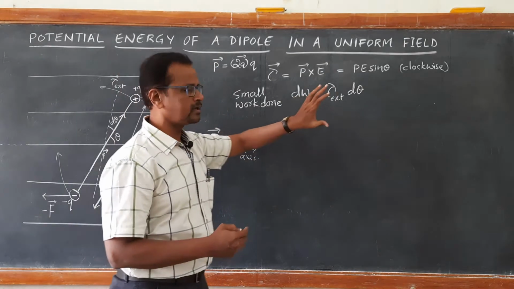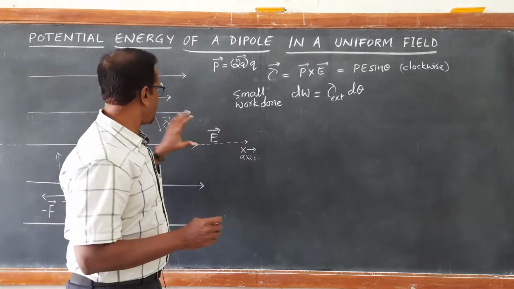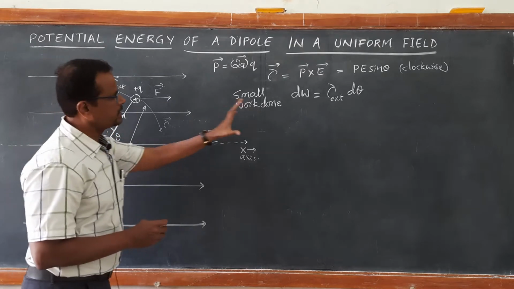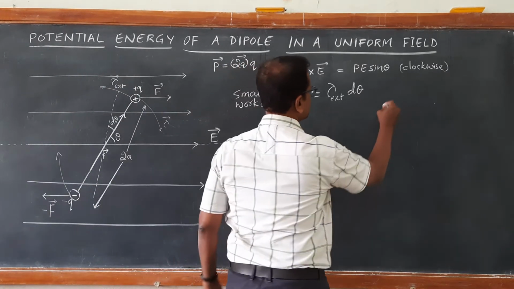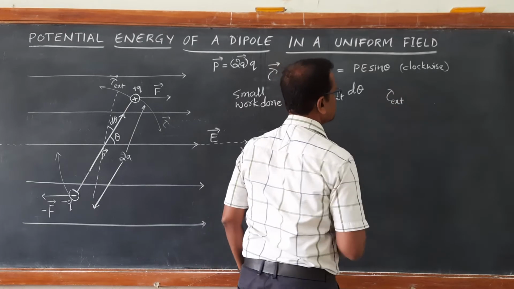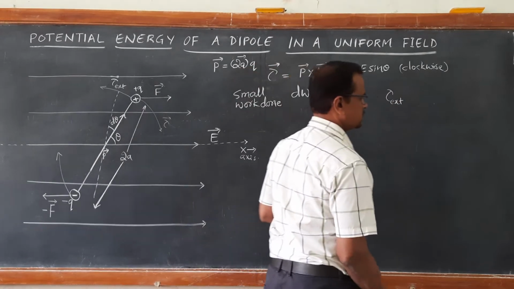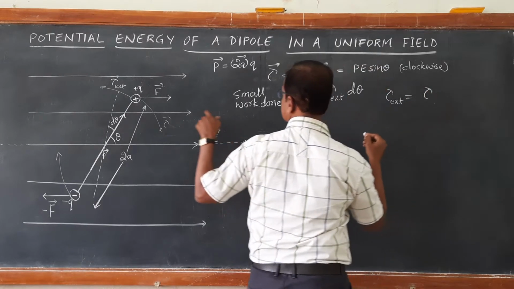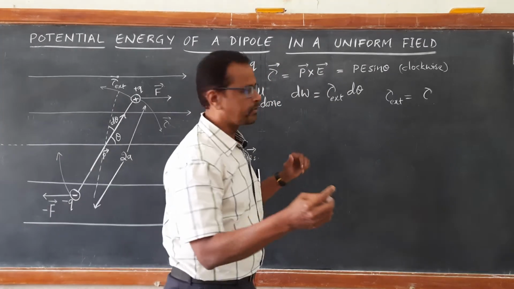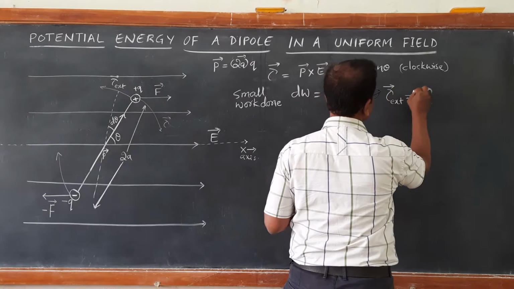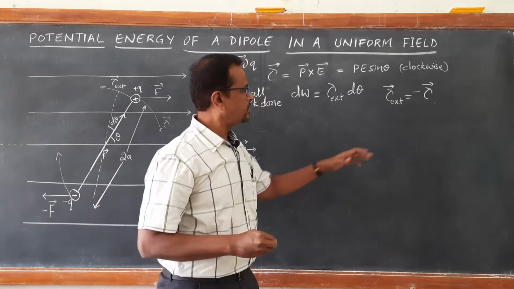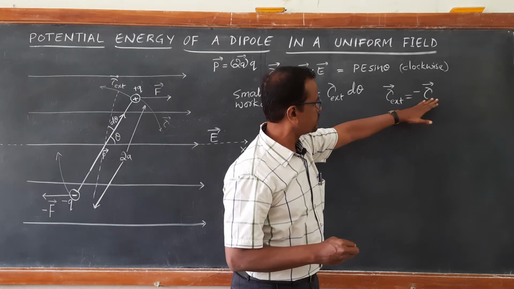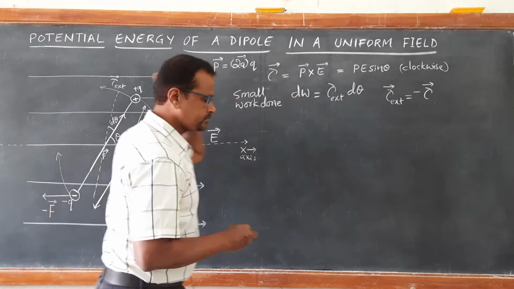So, this is the small amount of work done for the rotational motion of the dipole to turn it through a small angle d theta. Now, how much is this external torque? Tau external is exactly equal to the tau exerted by the electric field. The magnitudes are equal, but it is in the opposite sense. If you take them in vector notation, you know torque is a vector. So, tau external is exactly equal and opposite to tau exerted by the electric field.